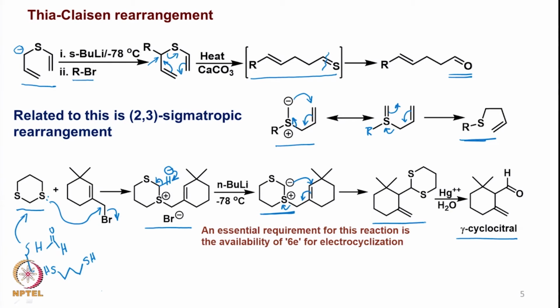This is a rearranged dithiane which can be cleaved hydrolytically at this particular position, and we can get the corresponding aldehyde here. Essentially, this reaction requires the availability of 6 electrons for electrocyclization. It is a kind of electrocyclization, and of course the reaction is a concerted reaction.